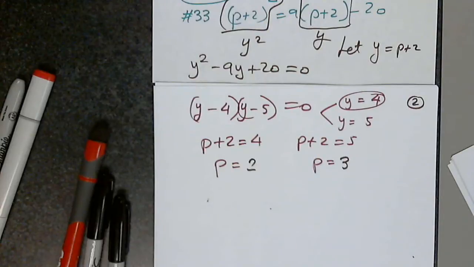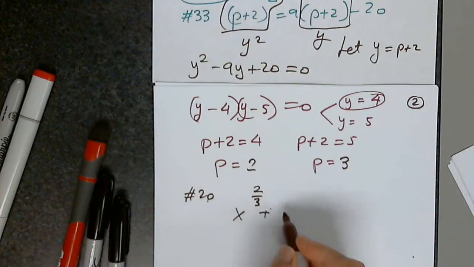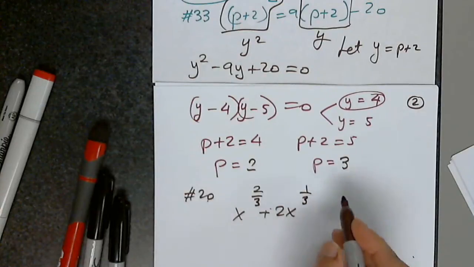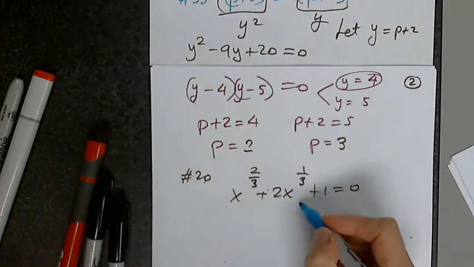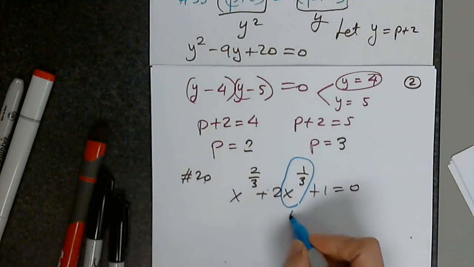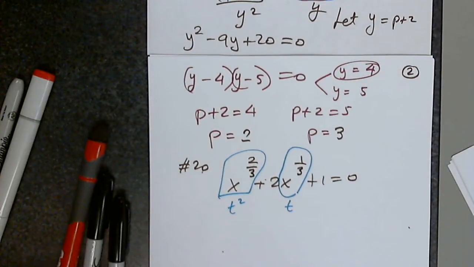Okay, so let's look at, let's say 20. So x to 2/3 plus 2x to 1/3 plus 1 equals 0. And if you look at this problem carefully, you'll say, oops, this looks awful. Not really. If you look at it in terms of, if I denote the smallest coefficient t, will this be t squared? If it's not, I cannot continue on this path.